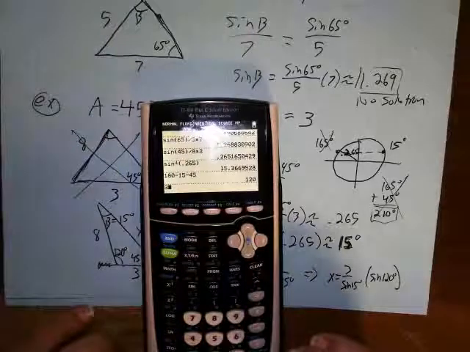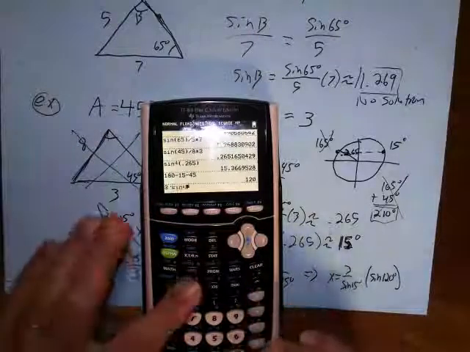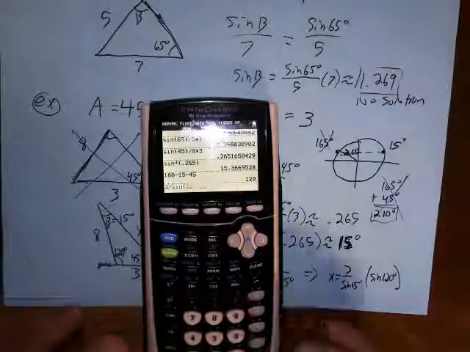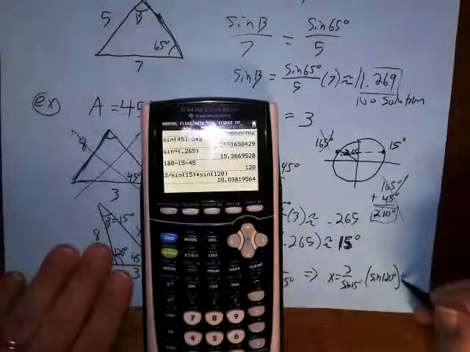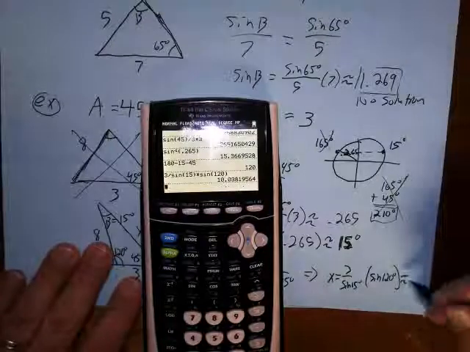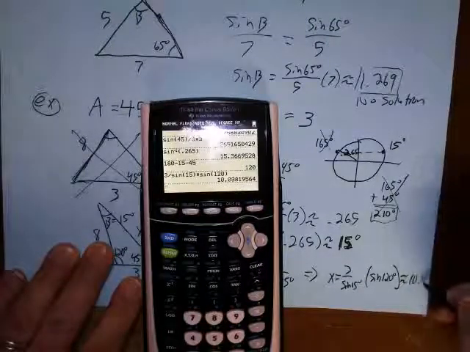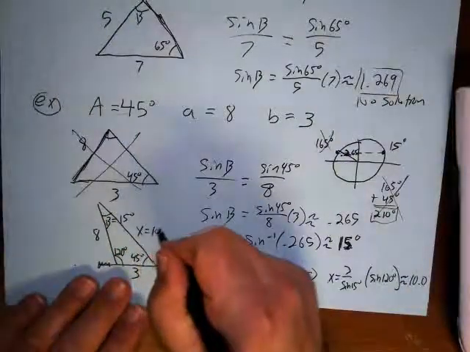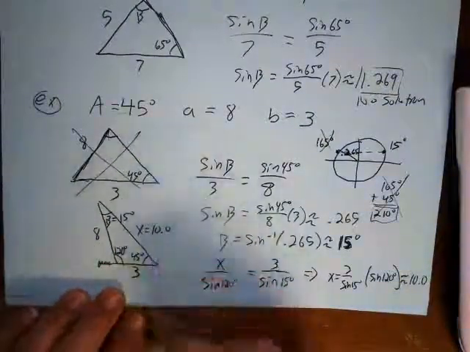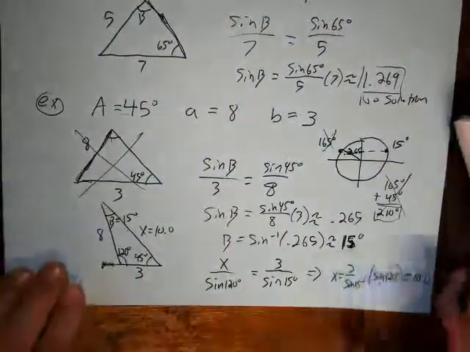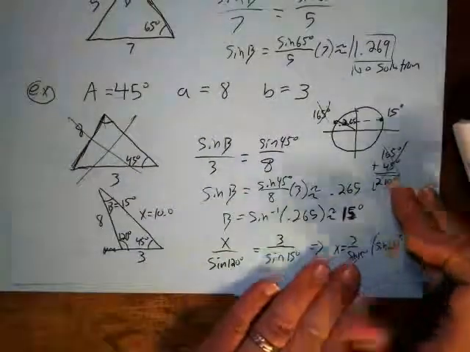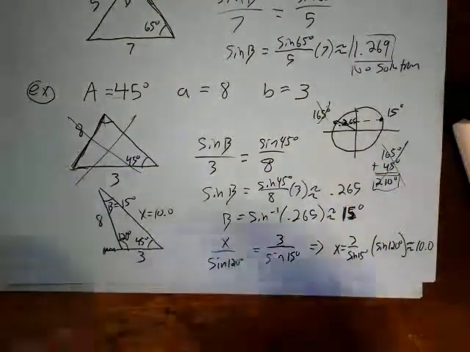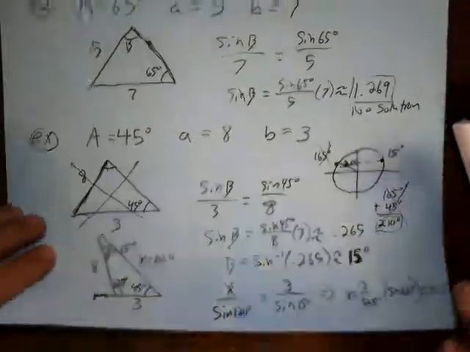So 3 divided by sine of 15 times sine of 120. And I get, like, this side is approximately 10.0. So that would be this side, 10.0. 8, 10, and 3. Okay, and those would be the angles. And that would be the only solution because our other angle here doesn't result in a triangle. Okay, so those are the possible cases.